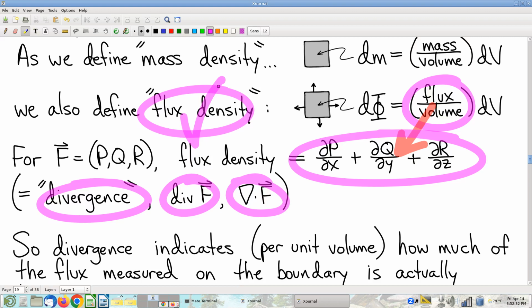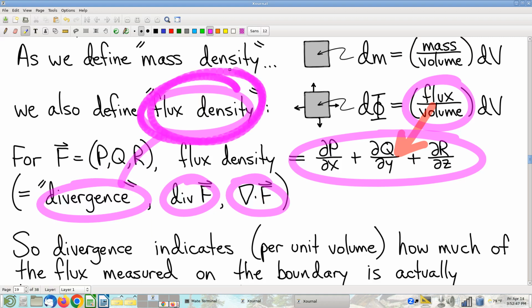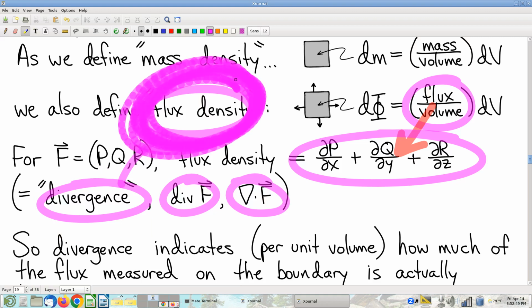Now, the math word for this is divergence, and in a math context, you'll probably hear the term divergence more than you'll hear the term flux density. But for whatever it's worth, in my physics classes when I was an undergrad, I heard the term flux density from my professors more than I heard the term divergence. It's an extremely common term, and I am a big proponent of this idea. It just communicates what the stuff is.